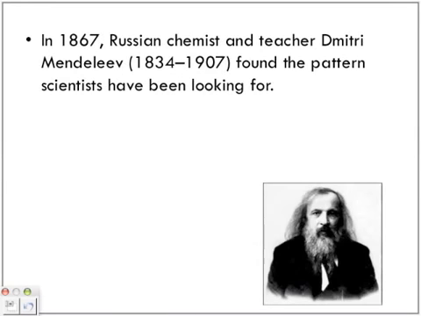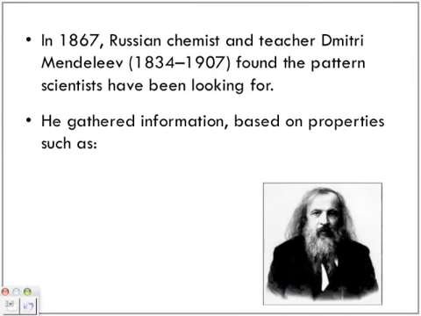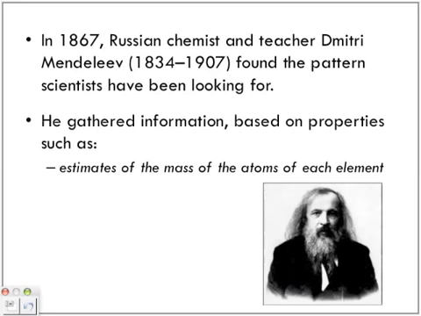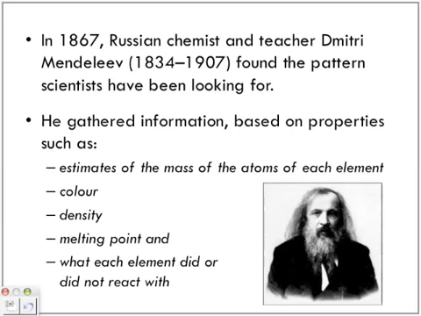In 1867, Russian chemist and teacher Dmitry Mendeleev found the pattern scientists had been looking for. He gathered information based on properties such as estimates of the masses of the atoms of each element, their color, their density, their melting point, and what each element did or did not react with. So he really had nothing.